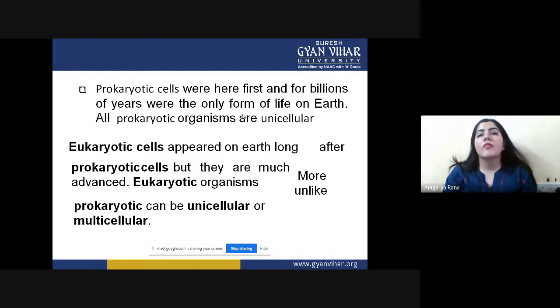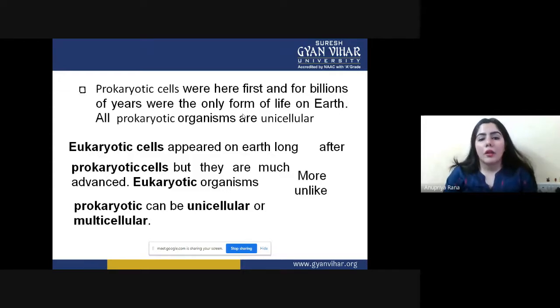If we take their ontogeny, the origin on the earth: prokaryote cells were here first, and for billions of years were the only life form. These prokaryote cells might be simple, but they are the old ones. They were present at the very first sight of the earth when life began. So they are the ancient ones, while eukaryotes are the modern cells. They come much later after the prokaryote cell on earth.